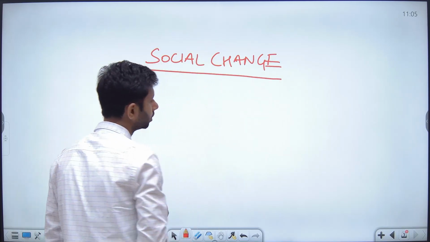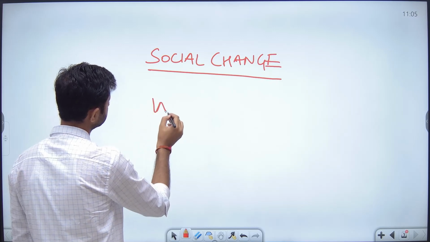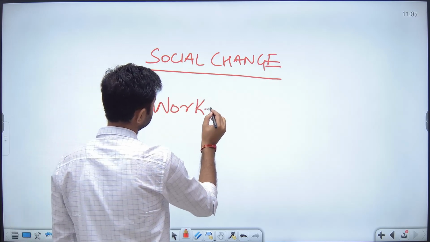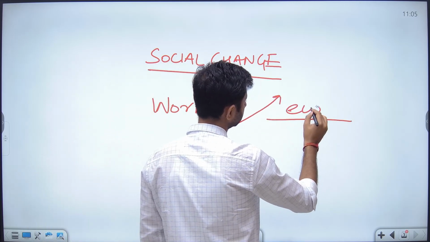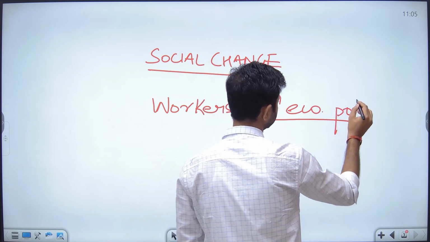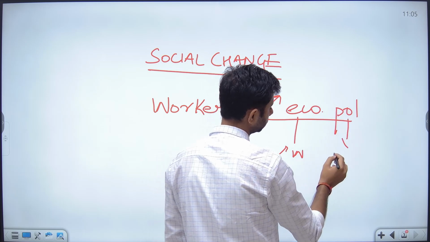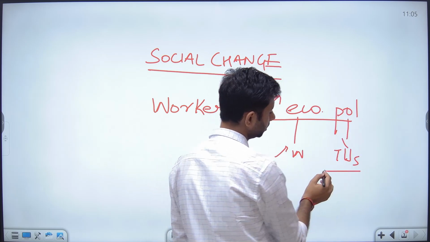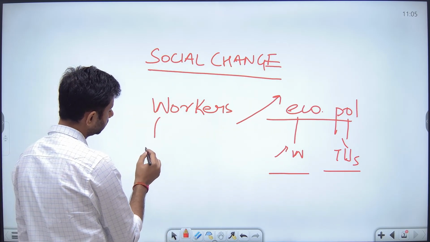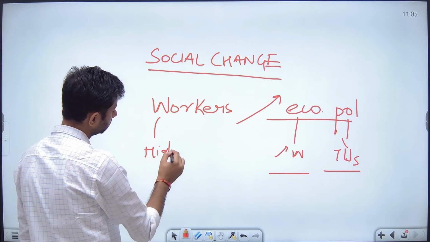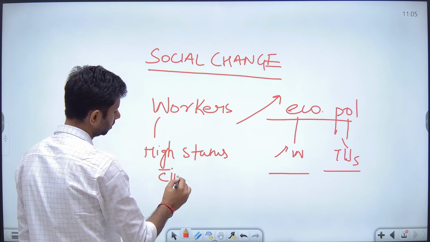Why social change? See, as workers are growing economically, politically, economically due to increasing wages, politically because of the growth of trade unions, because they are represented by trade unions. They also want high status within industrial setting.